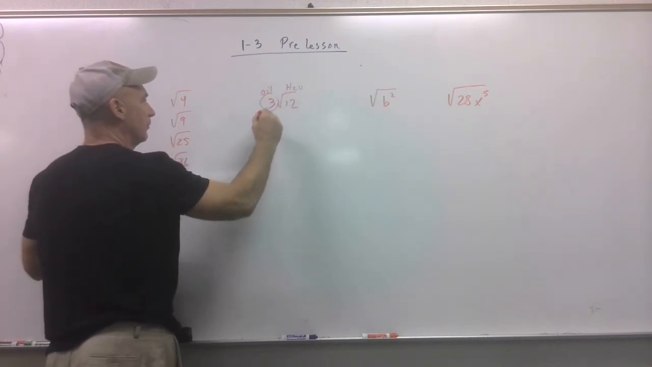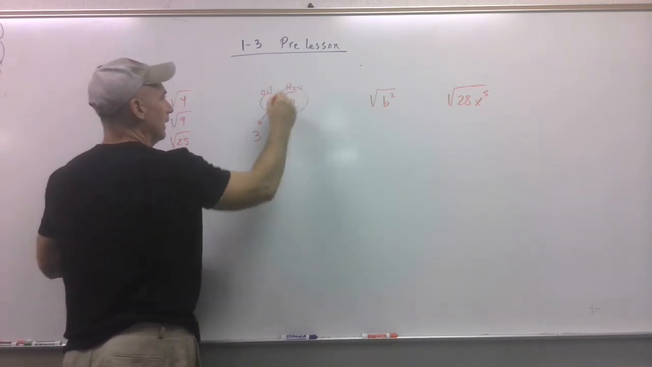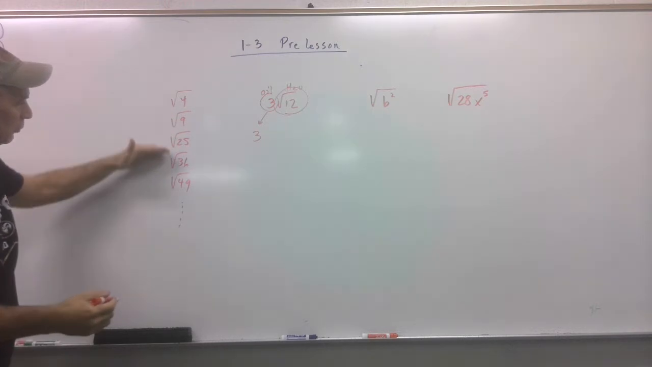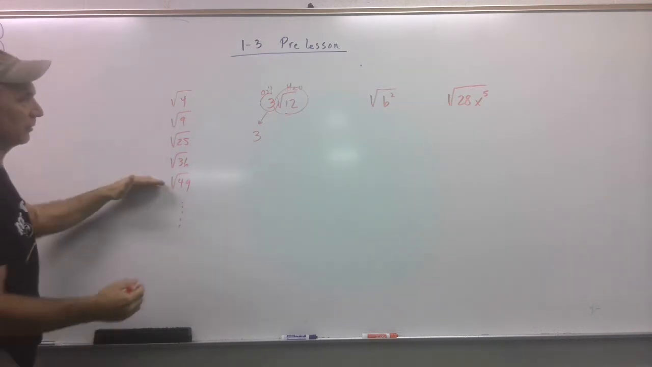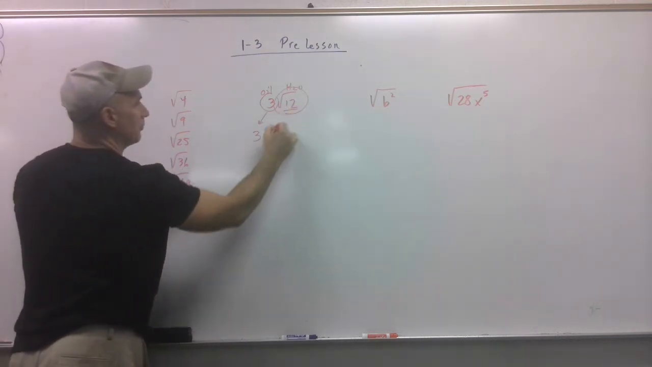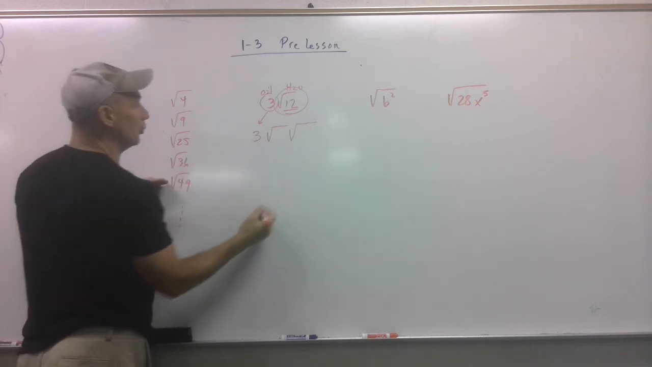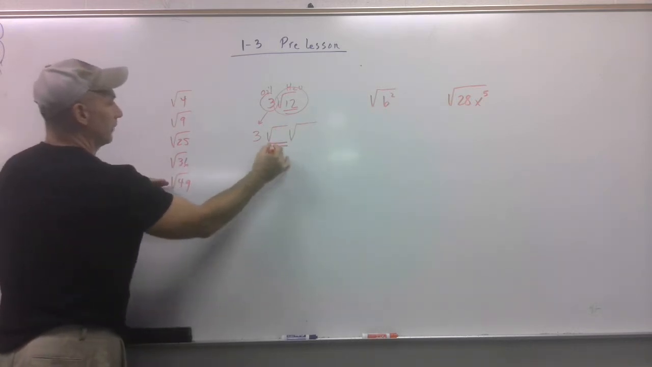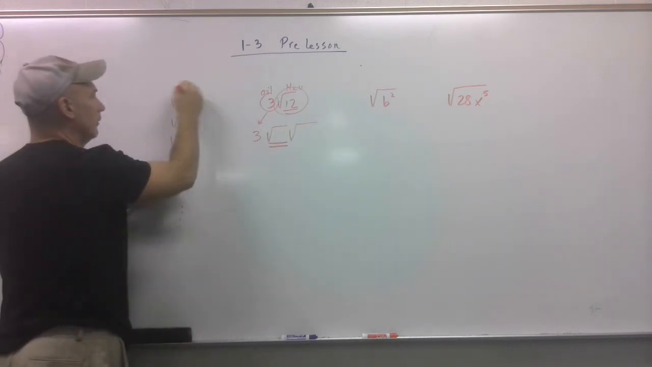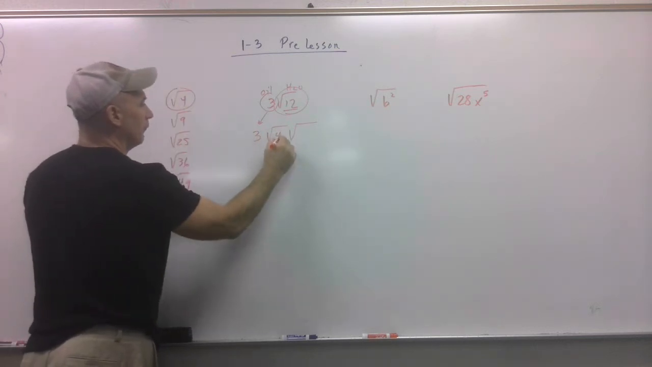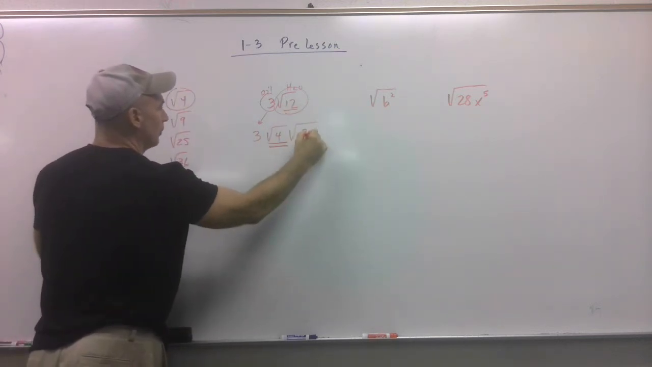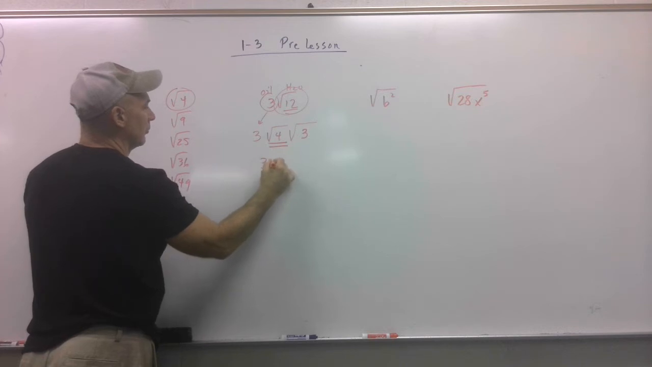Well, this kind of comes along for the ride. This, we go to our list of perfect square roots. We try to find the largest perfect square root that goes into 12. We break it up into the product of 2. What's the largest perfect square root that goes into 12? 4. And 4 times what is 12? 3.